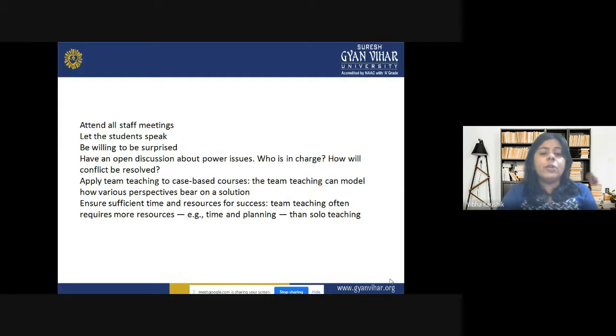Apply team teaching to case-based courses. Team teaching can model how various perspectives bear on a solution. Ensure sufficient time and resources for success. Team teaching often requires more resources, for example time and planning, than solo teaching. It means team teaching requires a lot of time from the teachers so that they come together and plan together, and in this way only can team teaching be made a successful teaching.